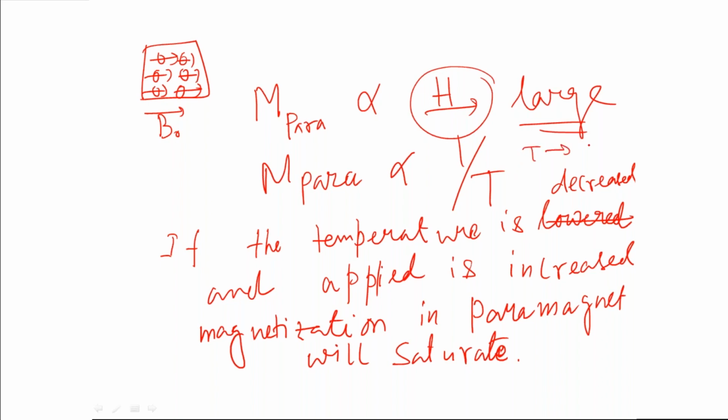Okay. So in a paramagnet, generally saturation does not occur in a very low field. You have to give a very large field, and you have to take it to low temperature, as low as actually 5 Kelvin, 2 Kelvin, etc. Then you get saturation magnetization for a paramagnet.